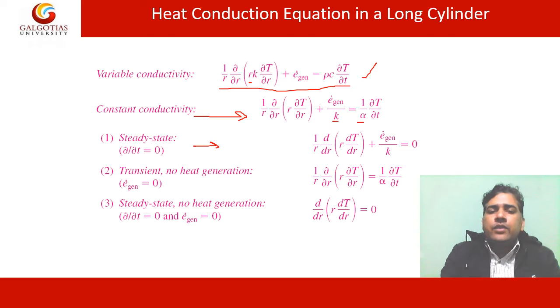This is the general equation. Now in this general equation, if it is the steady state condition, this part of the equation will become 0. So this part, del T over del t, will become 0.